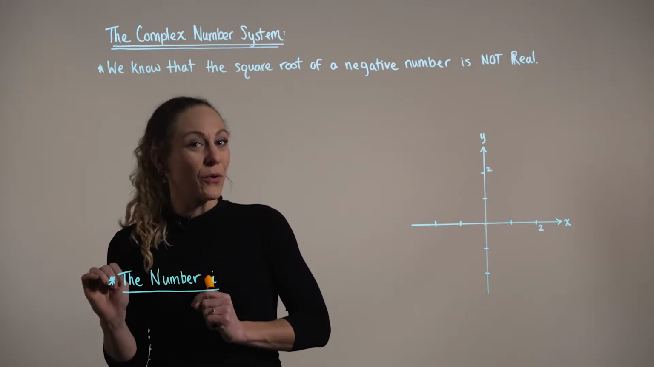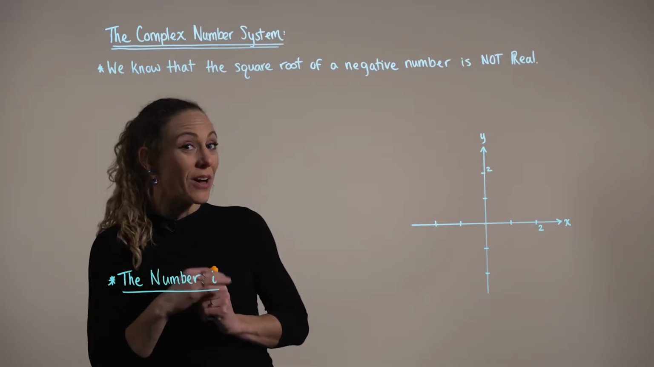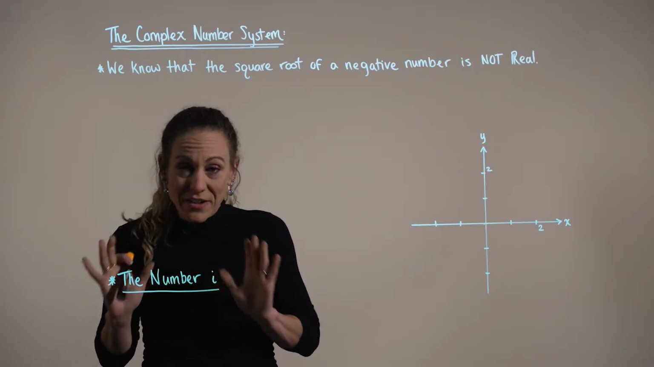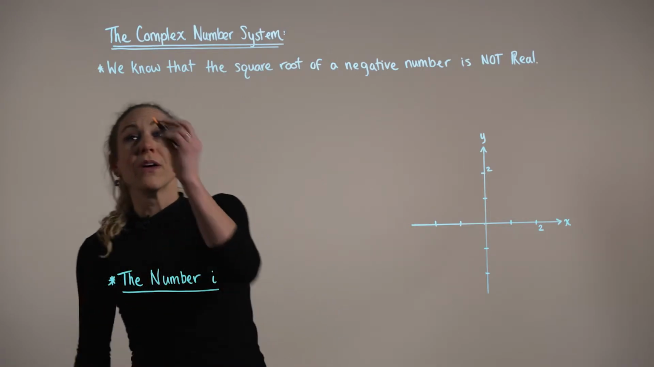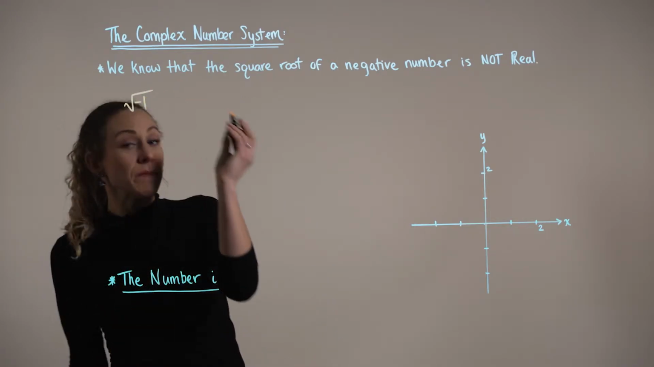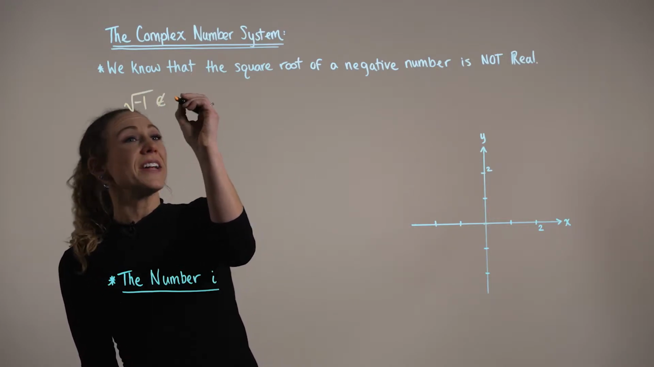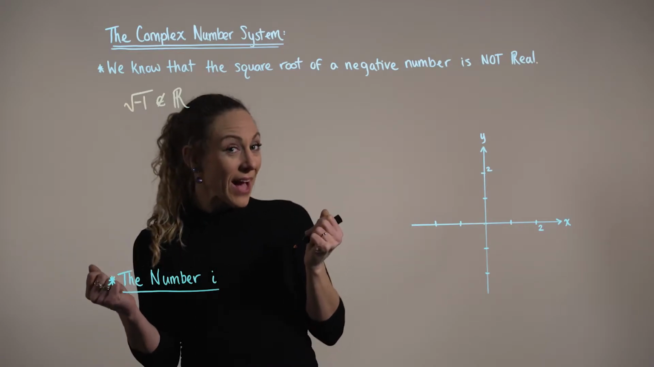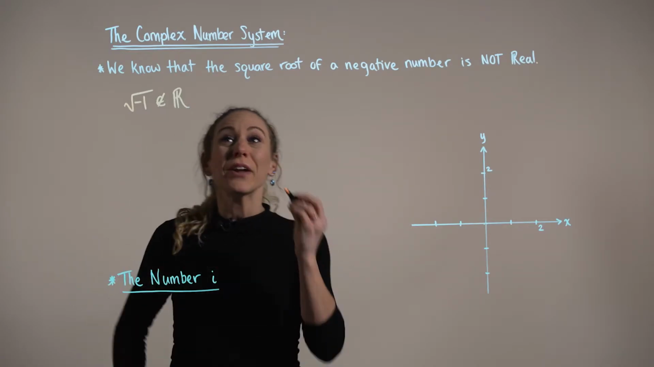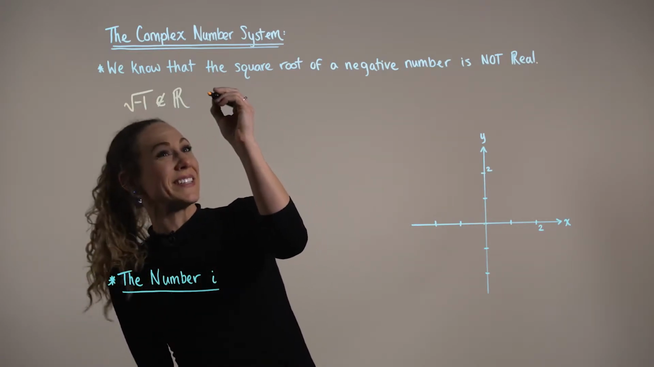Now, we of course know that the square root of a negative number is undefined in the real number system. For example, we could say the square root of -1 is not an element of the real numbers. Now, why, you might be asking? Well, this is not a real number for the following reasons.